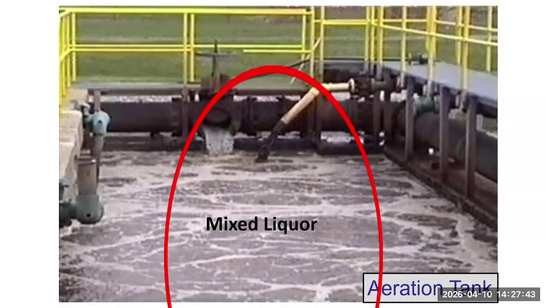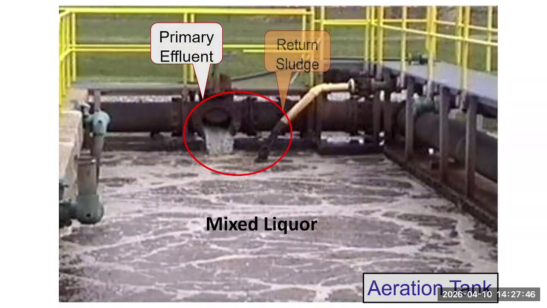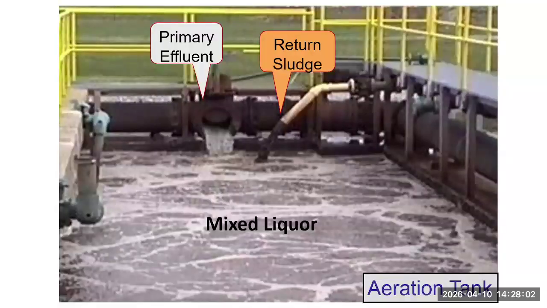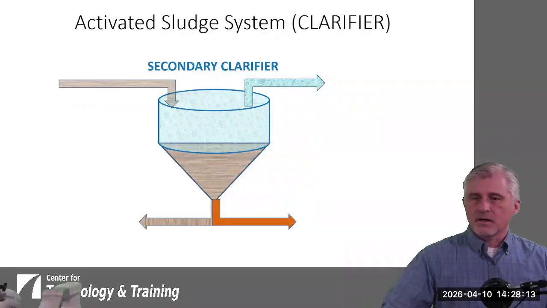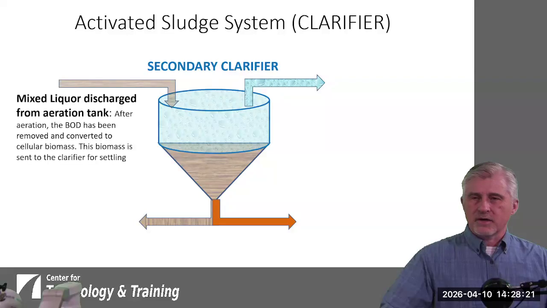Here's a photo that shows what an aeration tank might look like. As you can see, we've got the primary effluent that comes in, and we've got the return sludge that's added there too. The return sludge is much darker. By comparison, the primary effluent actually looks clean compared to the return sludge. So in the secondary clarifier, we've got the mixed liquor that's discharged from the aeration tank, and it goes into the secondary clarifier.